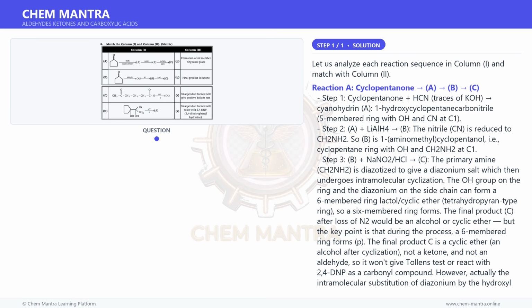Step 3, B plus LAH gives C. LAH reduces the lactam, a cyclic amide, to a cyclic amine, azacyclohexane, that is piperidine. The product is a cyclic amine, not a ketone, not an aldehyde. So, Q, final product is a ketone, no. R, Tollens, no. S, 2,4-DNP, no. Only P applies. So B matches P only.